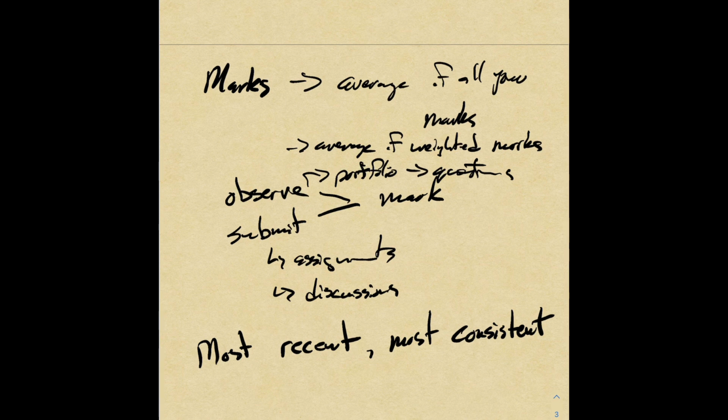So all this stuff goes into what a teacher gets to do, which is called professional judgment. That means I take all the stuff that I've seen you do, stuff for marks and stuff not for marks, and from that I determine where I see you as being in the course. So this feeds also into this idea of most recent, most consistent.